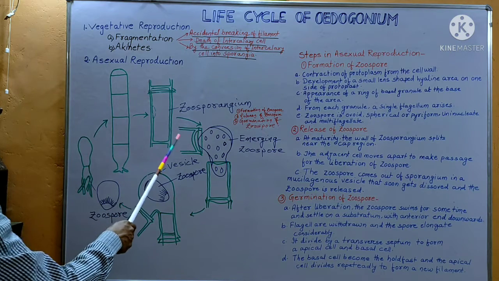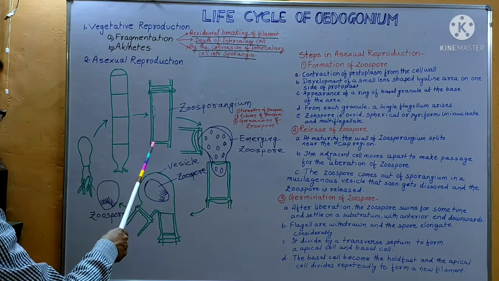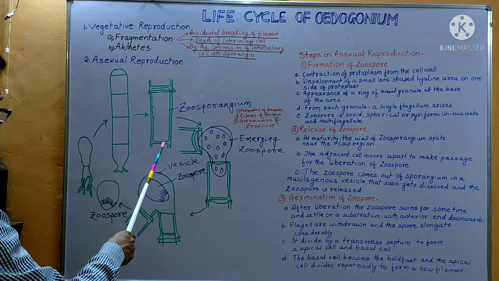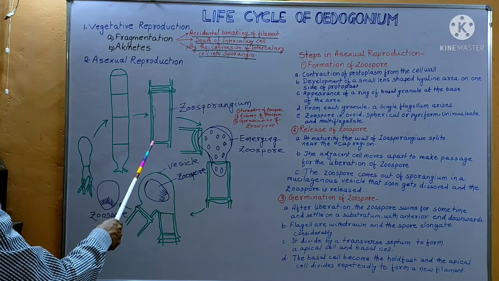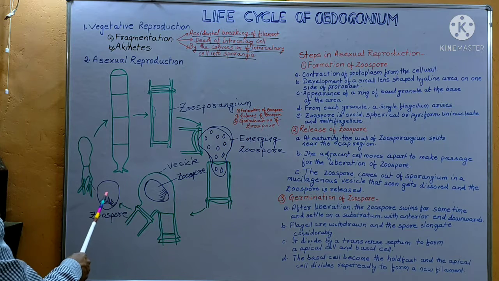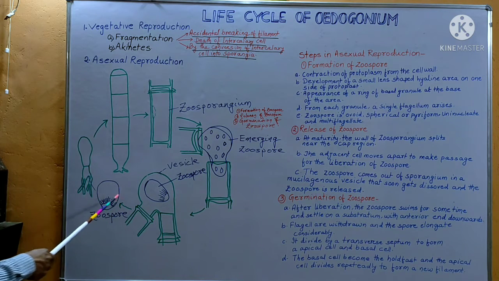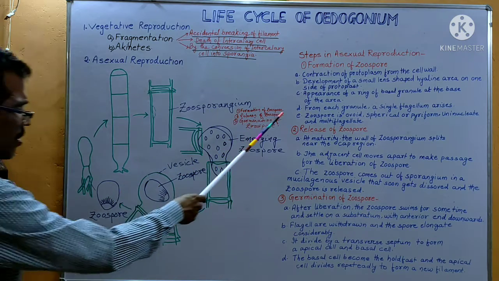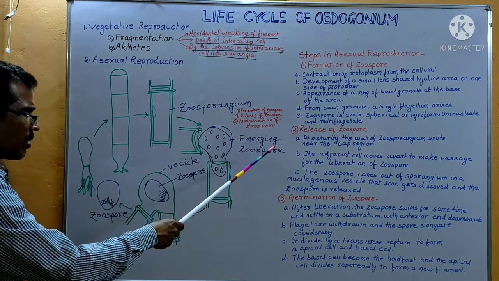The zoospore is ovoid, spherical or pyriform, a uninucleate and multiflagellate structure. This is the zoospore, which is uninucleate and multiflagellate. Here you see there is a ring of flagella. So this is about the formation of zoospore.